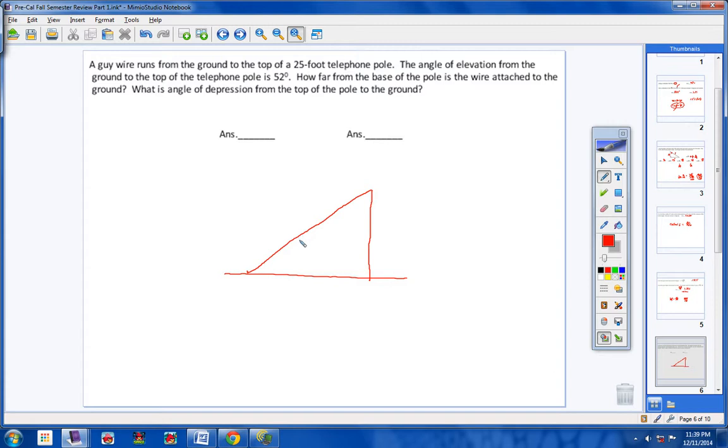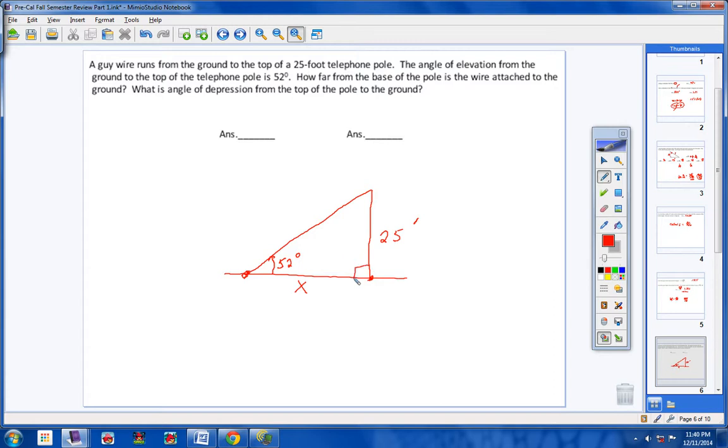So, angle of elevation, you always need a horizontal line. And then elevation means the line going upward. So here's your angle of elevation right here. It's 52 degrees. And the telephone pole is 25 feet tall. How far from the base of the pole is the wire attached to the ground? So here's the ground. How far is the pole right here to where the wire is attached to the ground? So we'll call this X.